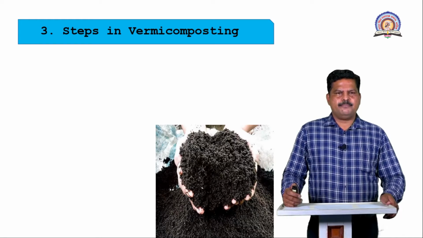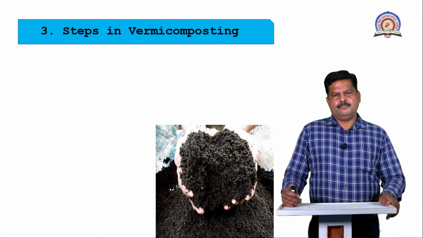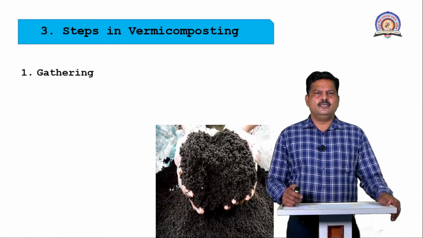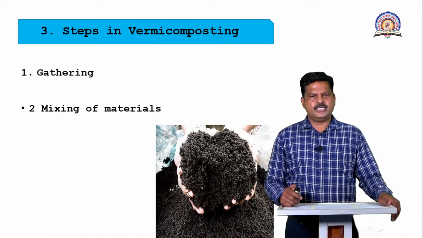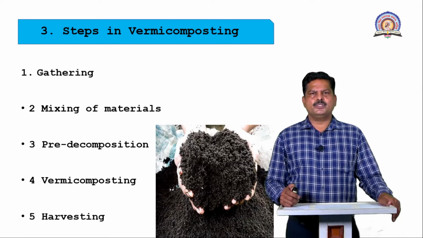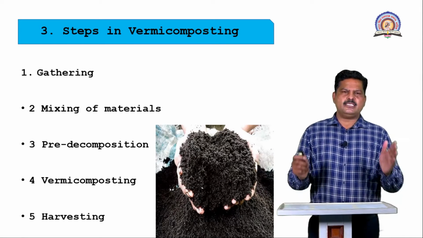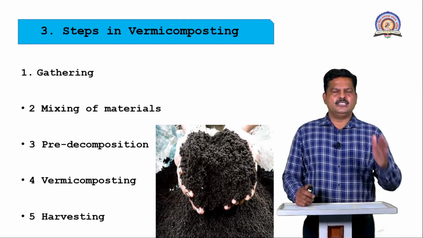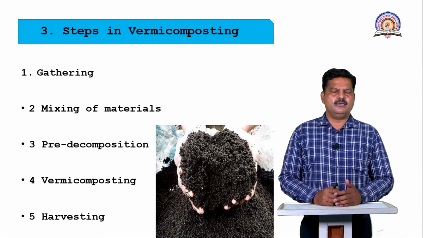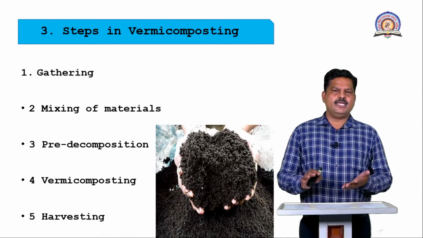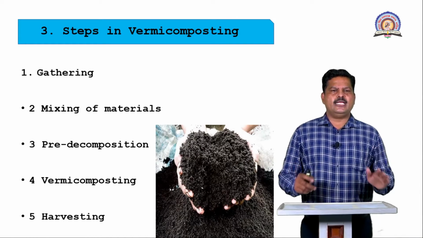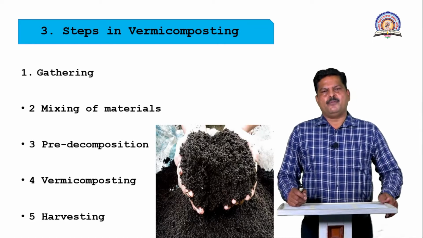Then the third topic, the steps in vermicomposting. See, what are the steps of vermicomposting? First one, gathering. Second, mixing of food. Third, pre-decomposition. Fourth, vermicomposting. And fifth one, harvesting. See, very simple. In the vermitechnological unit, these are the 5 important steps. First one, collection of the waste material, either kitchen waste, agricultural waste, or any organic waste. That material collection is known as gathering. So it is the primary step of vermicomposting.